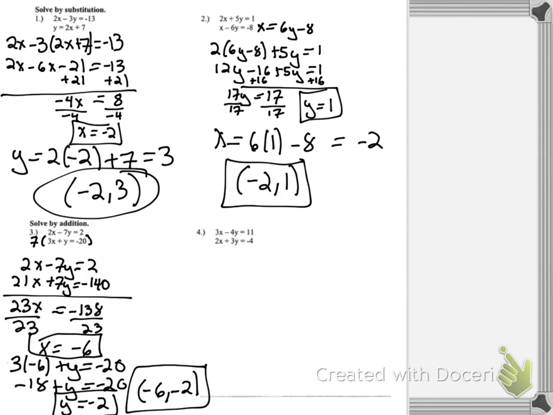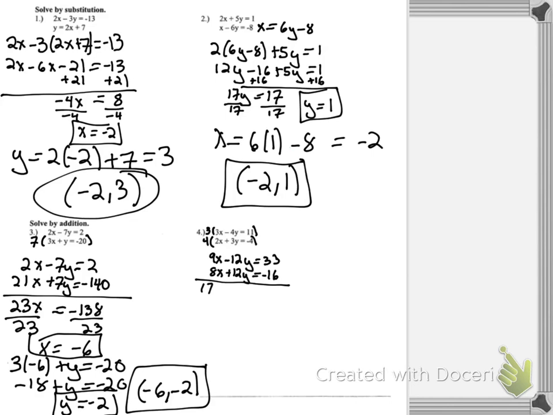And then 4, again, is an elimination method problem. And with that, we're going to try to eliminate a variable. I took the first equation and I multiplied it by 3. I took the second equation and I multiplied it by 4 to eliminate the y's. So I end up with 9x minus 12y equals 33. And I get 8x plus 12y equals negative 16.